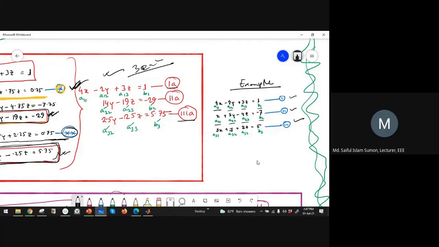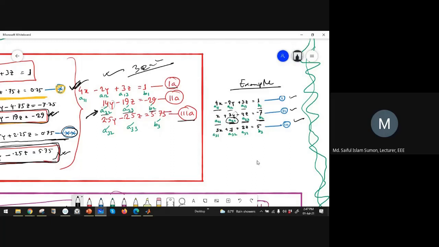But after the first manipulation, the coefficient of y is going to be changed. You can see it was 3, but here it's 14. That means my a22 is going to be updated. After the first manipulation, there is a22, a23, b2, but they have been manipulated and changed. That's why I have given a prime.